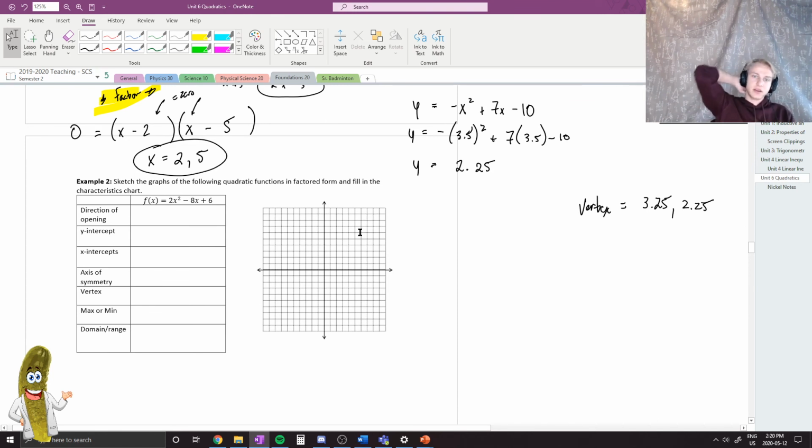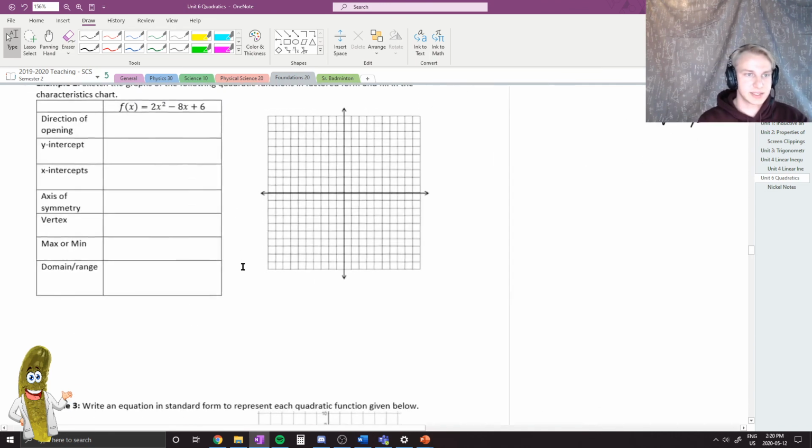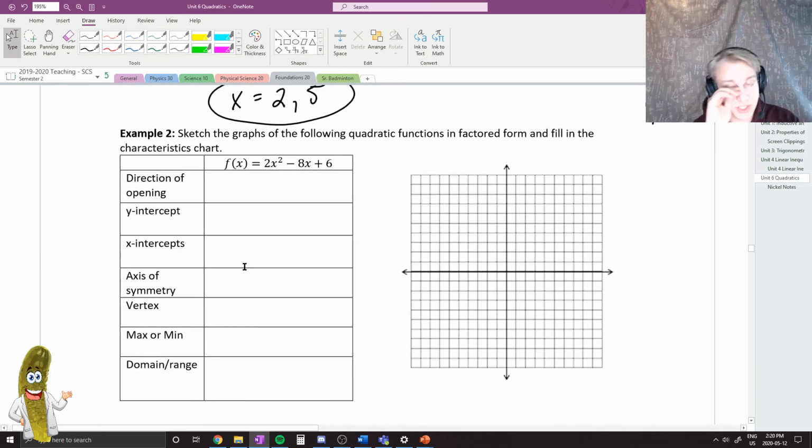If no one has any other questions, let us keep going here. So example 2 says, sketch the graphs of the following quadratic functions in factored form and fill in the characteristics chart. So looking at this equation here, I know that my direction of opening, I have a positive 2 for my a value, and so I know that this will open in the upwards direction. My y-intercept, again, that can be solved very easily: when x is 0, y is equal to 6. So I know that my y-intercept here will be 1, 2, 3, 4, 5, 6. I know I'll have a point right there.